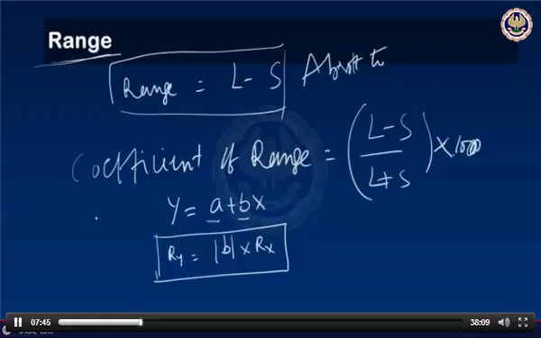The property related to range is that it remains unaffected due to a change of origin but is affected in the same ratio due to a change in scale. That is, for any two constants a and b, if two variables x and y are related by y equal to a plus bx, then the range of y is given by modulus of b times range of x. This is important from the examination point of view.